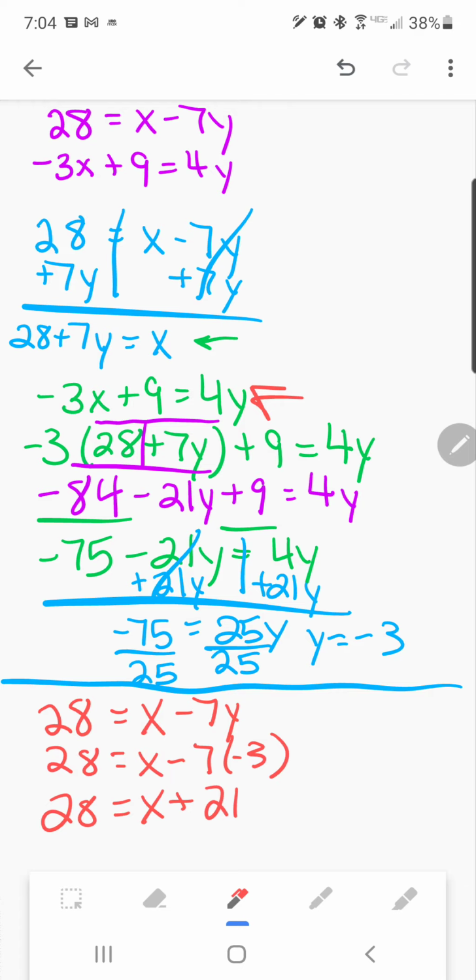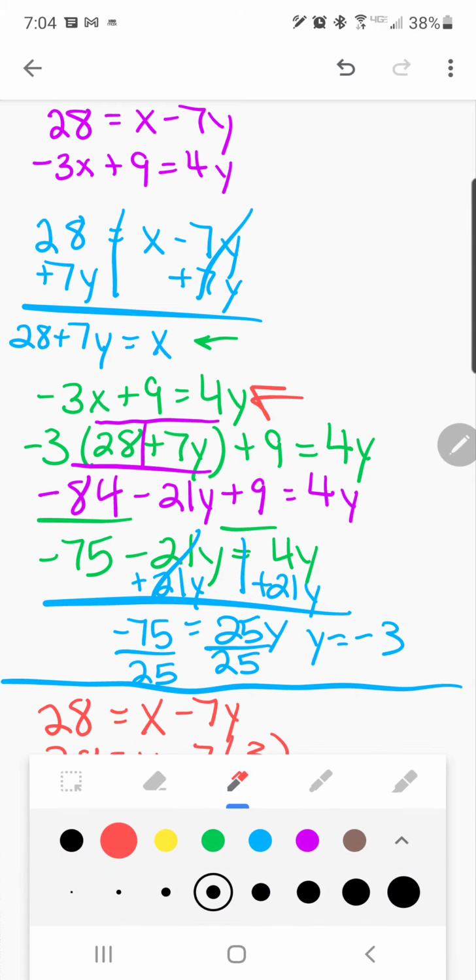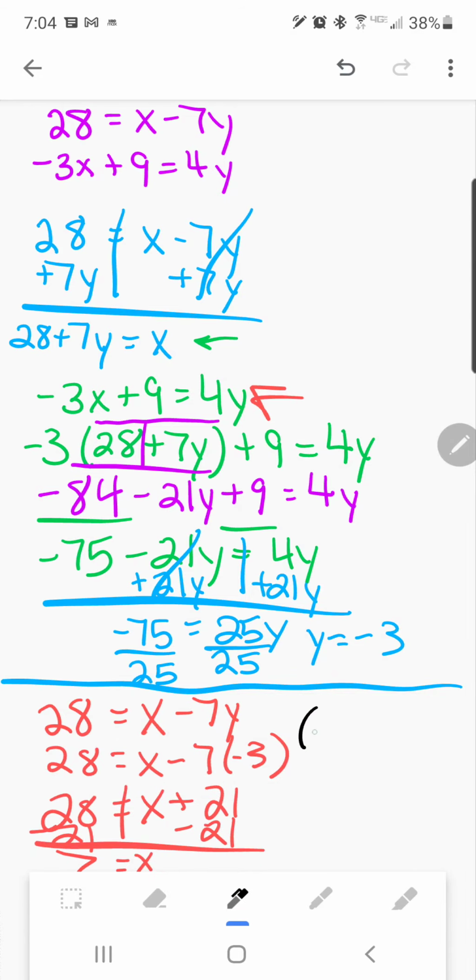Now we're going to solve this for x. We'll subtract 21 from each side. Running out of room. And when we do that, we get x equals 7. So our solution is x is 7, and y is negative 3.